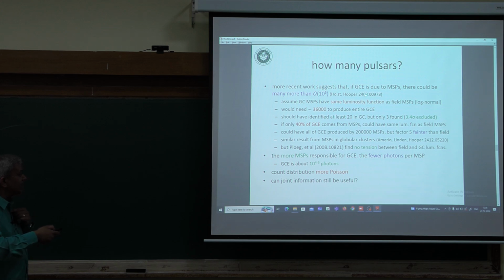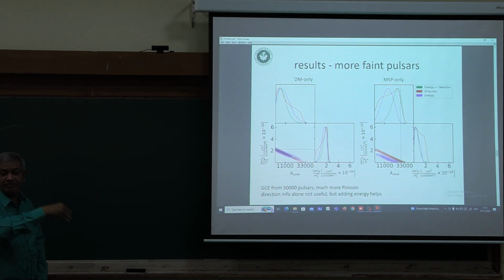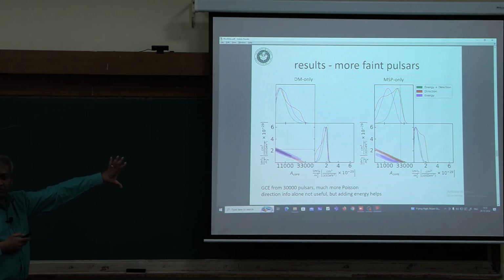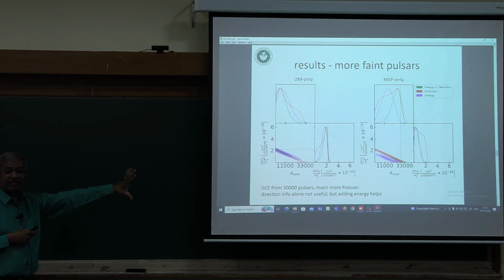Now, as you can see, a lot of these works came out after our preprint, which was back in February. So we didn't really address these specific models. But we did address that alternative pulsar model, which in some ways is similar to this. Again, it's not quite the same. It uses a broken power law instead of this log normal. But that was a model where the full galactic center excess comes from 30,000 pulsars. So again, you expect things to be much more Poisson.